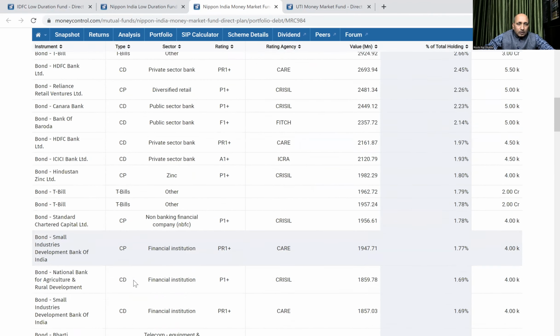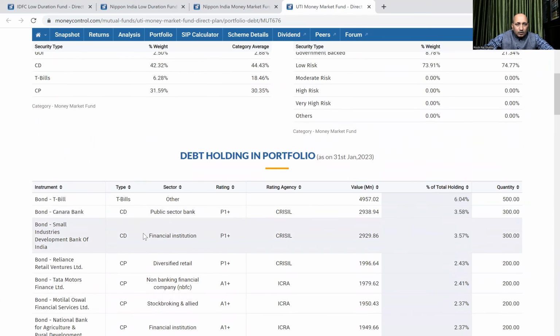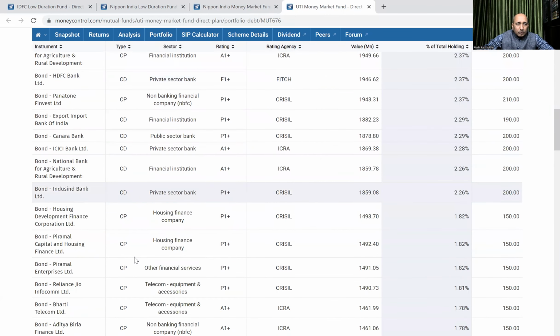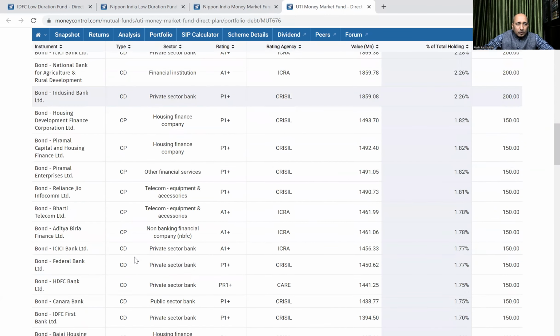Now another example, you can see this money market fund. Here also we can see all CD, CP, only CD, CP, government, treasury bills. So only there they can invest. They cannot go beyond that and cannot invest in bonds.